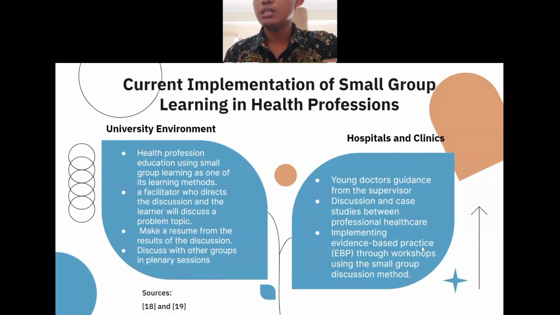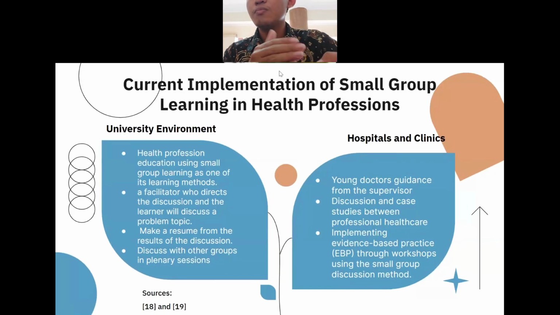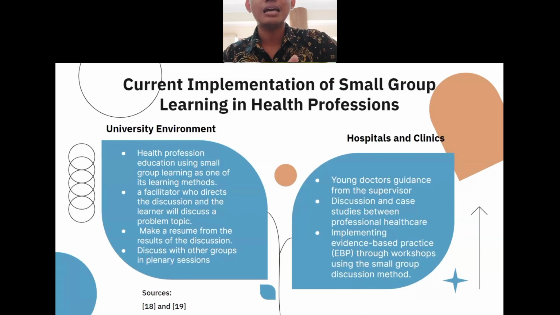The second one is professional healthcare. They sometimes discuss and learn about handling of special cases, which requires the handling of a special division. And then one of the research studies found that there was an increase in the ability of health professionals to use EBP research evidence, which in turn has the potential to improve the quality of clinical practice. For the next speakers, time is yours. Thank you.